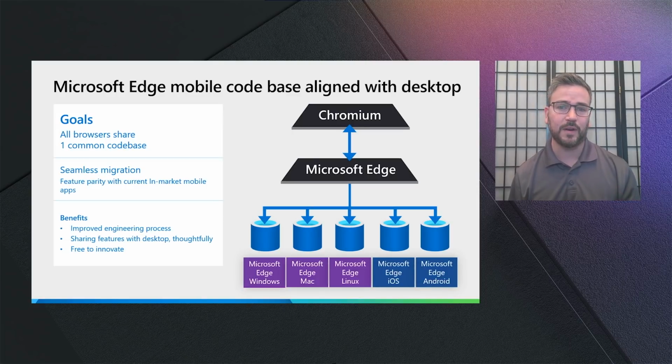Now, there's a lot of great benefits that come with this. And being on the same codebase, it's just the first step. So this is going to improve our engineering efficiencies. And what does that get us? It allows us to innovate more on mobile now. As well, we can bring over those features thoughtfully from desktop where they make sense. We've been working on platform alignment for the last year.